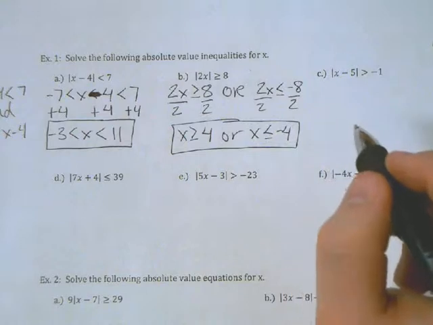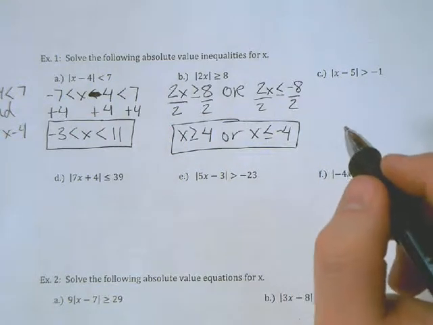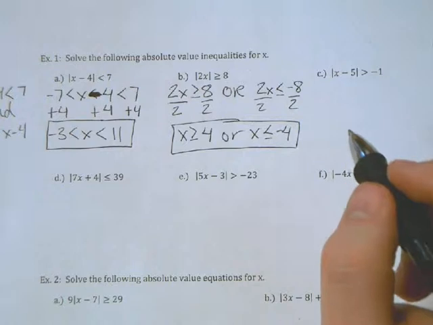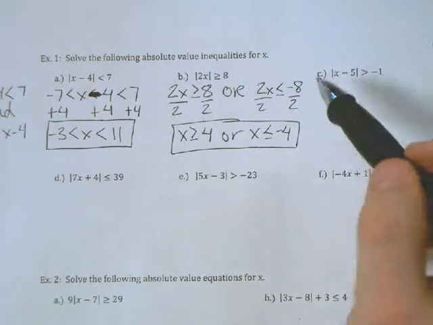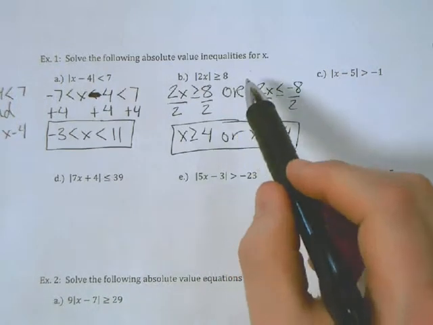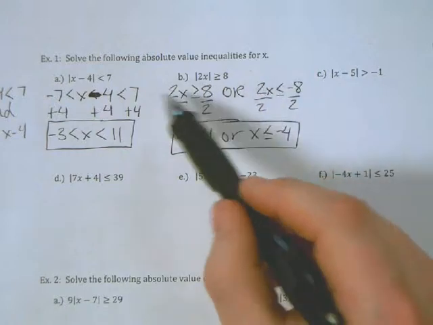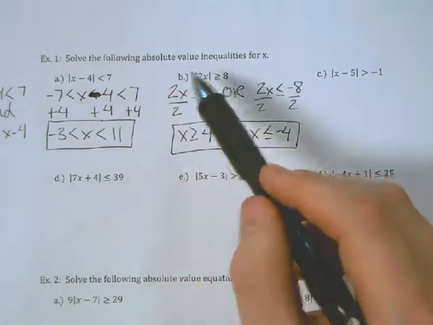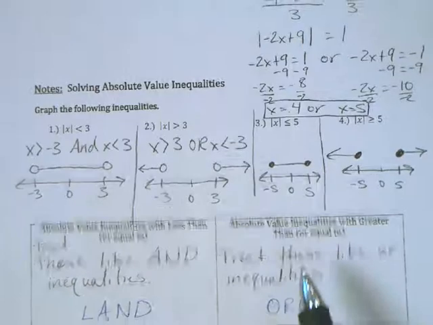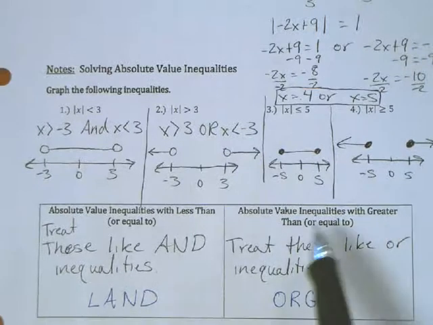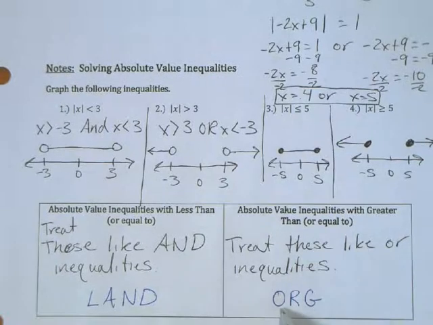Ben. Because, remember, why can't we just put 2x in the middle and do this thing? Because, remember, if you flip over to the other side here, when you have a greater than or equal to sign, you treat these like ors. Treat them like ors.